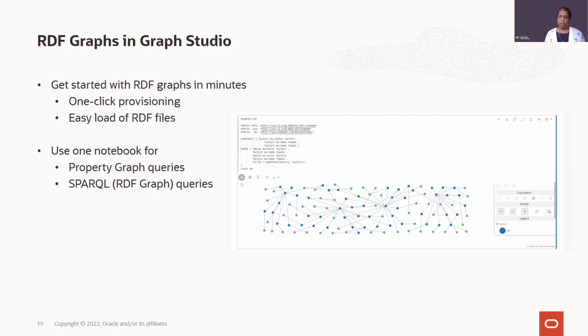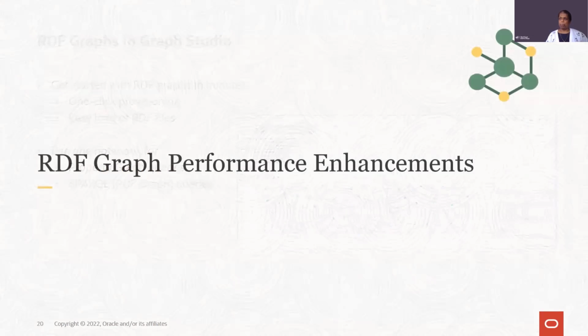But now with Graph Studio and Autonomous Database, and also with RDF Server, as Ryota was showing, it's very easy to get started. And with Graph Studio in particular, there's no additional installation. You provision your database, your Graph Studio is available, and you can start working with RDF graphs. You can load your RDF files, and we're going to keep adding more on how you can create more RDF graphs. And also, as Ramu was showing, you can have one notebook to run property graph queries, to run SPARQL queries, and also to run SQL queries. You can do that all from your notebook.